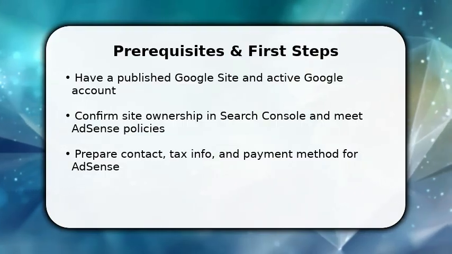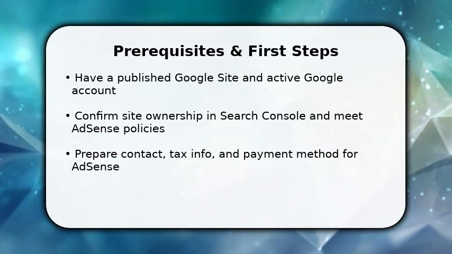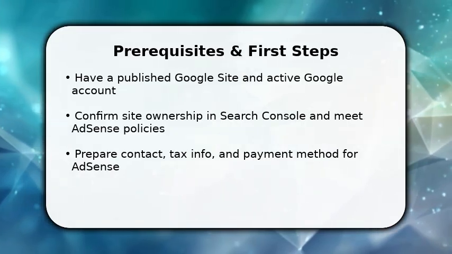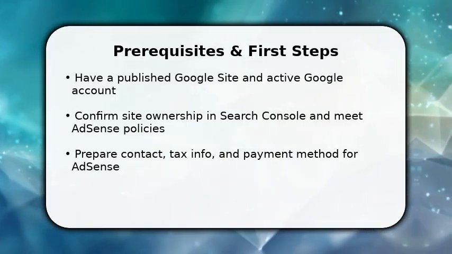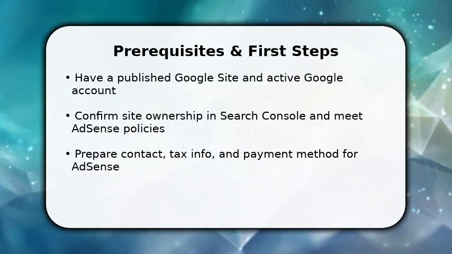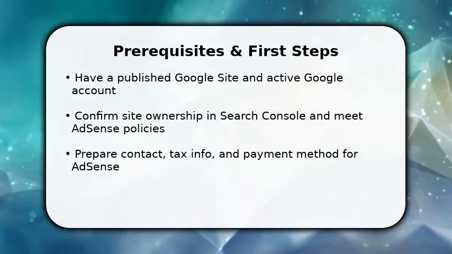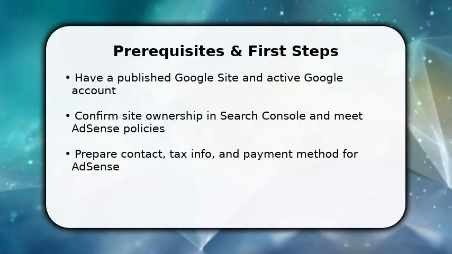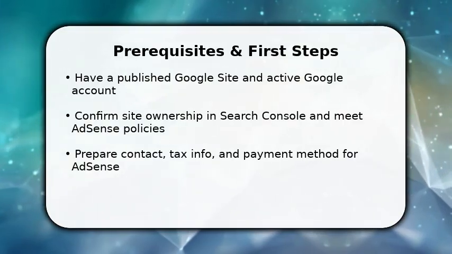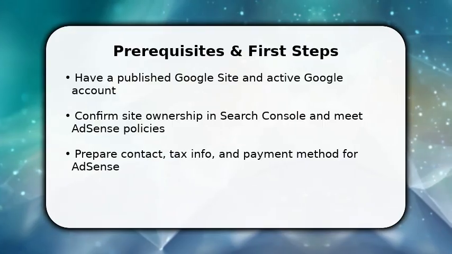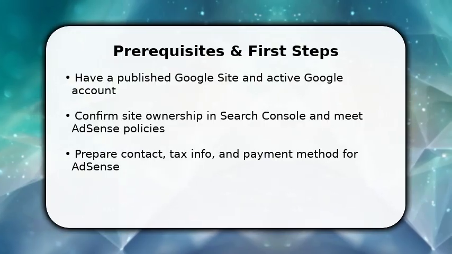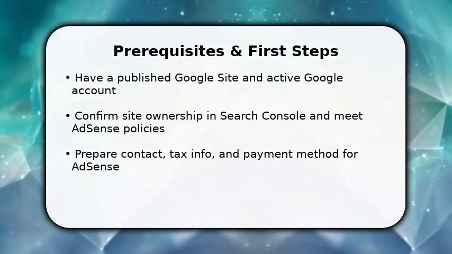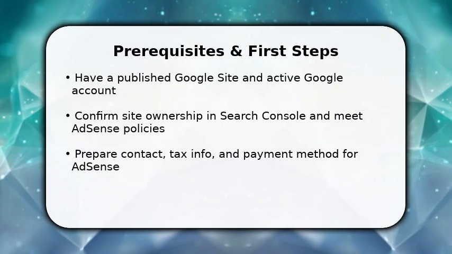You start by confirming essential prerequisites. You must have a published Google site, a verified Search Console property, and an account that meets AdSense policies. Once those basics are ready, sign into your Google AdSense account and choose to add a new site. Make sure to enter the exact site URL and follow the prompts to submit your site for review. While waiting, complete your account profile with contact, tax, and payment information so approval flows smoothly.